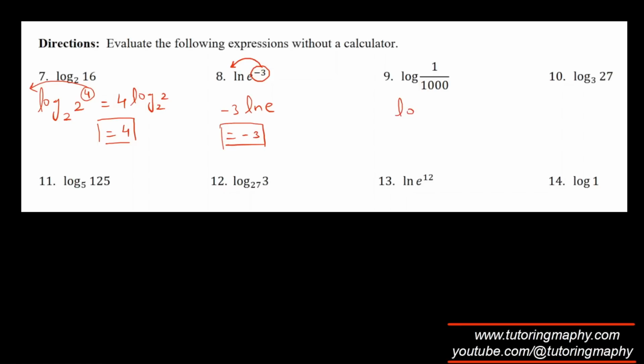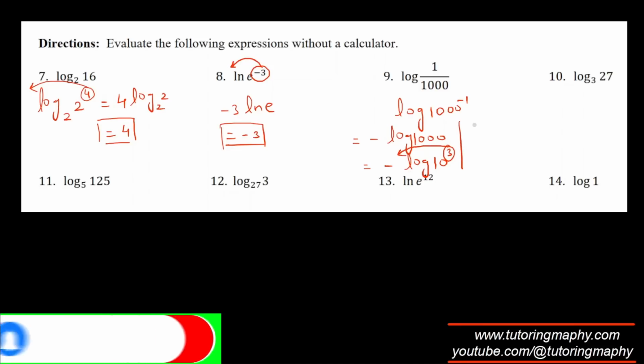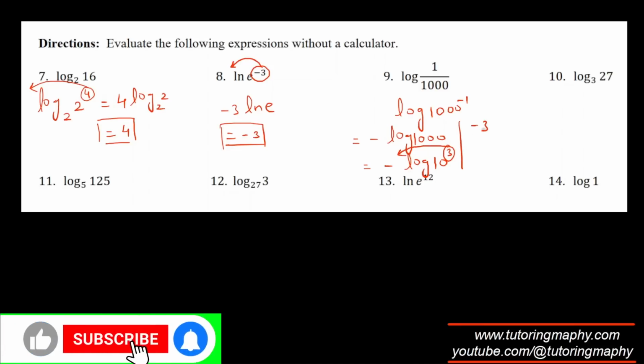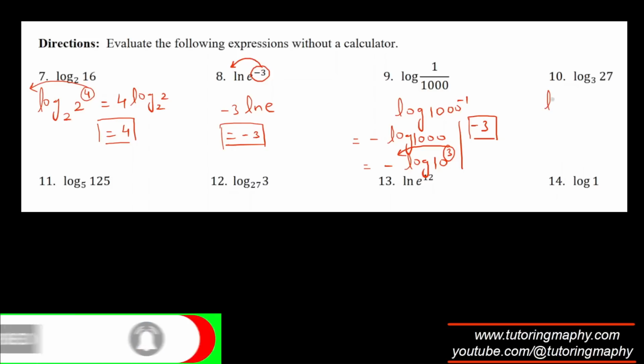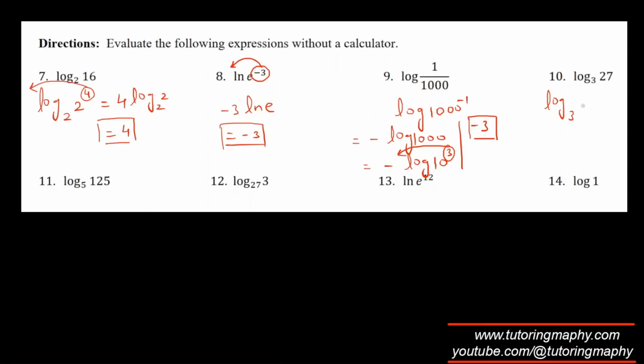Log of 1 over 1000 can be written as log of 1000 raised to minus 1. This negative 1 is thrown outside, so it will become negative log 1000. Log of 1000 can be written as 10 raised to 3. And this 3 is thrown outside, so it will become negative 3. And we know that log 10 is just 1, so the answer is negative 3. Negative 3 again, okay. Over here, log with base 3 of 27 can be written as 3 cube. 3 goes on the other side, and then log 3 with base 3 is just 1, so the answer is 3.